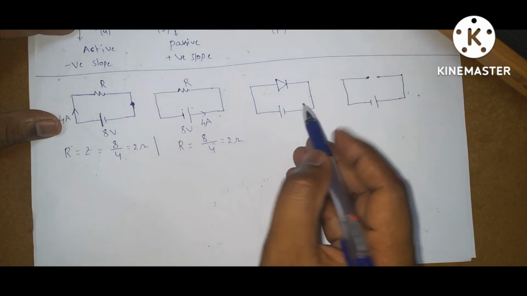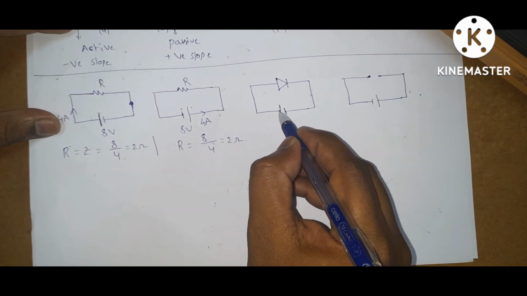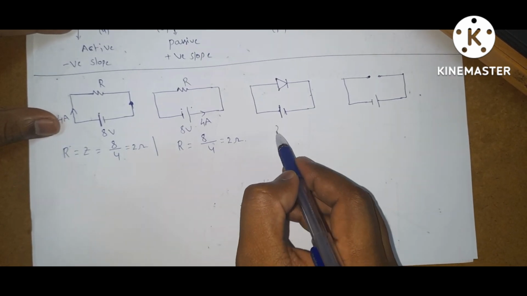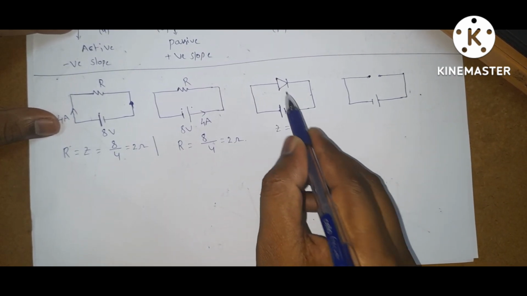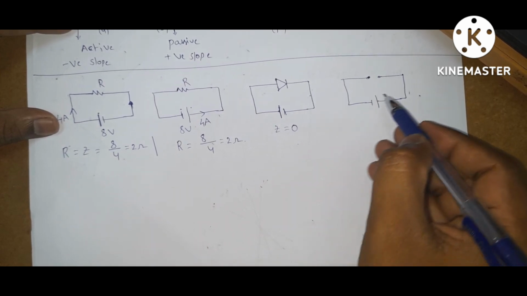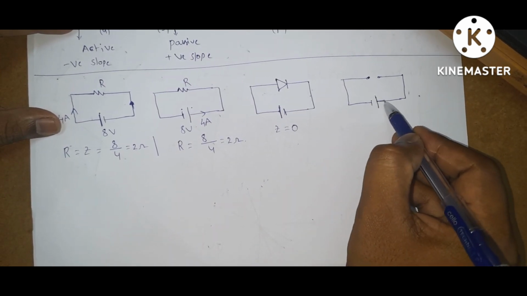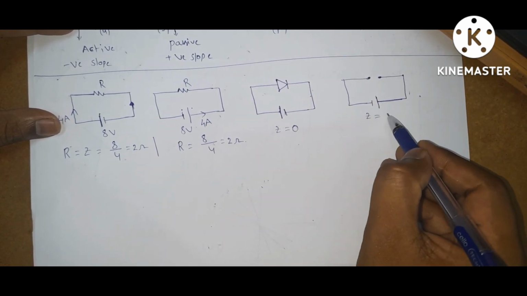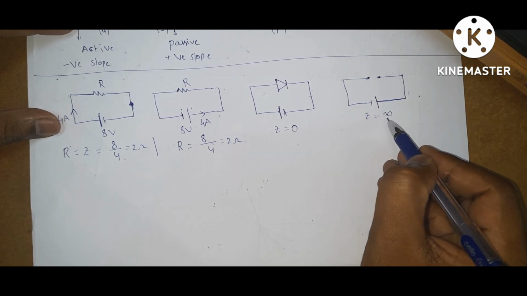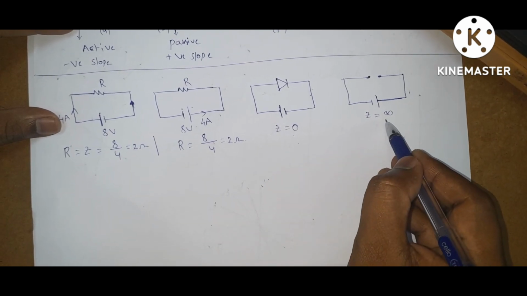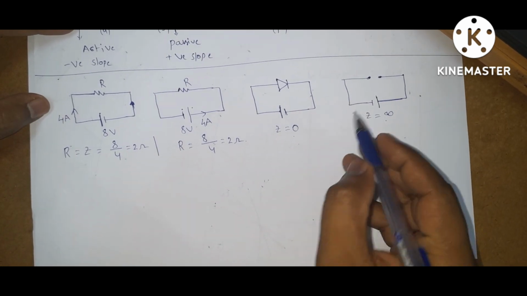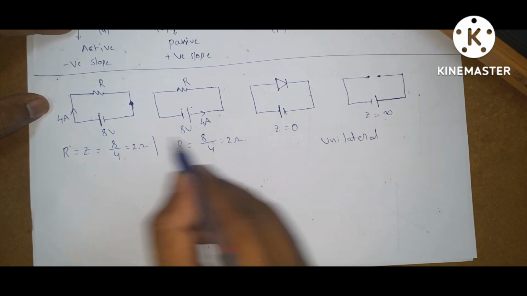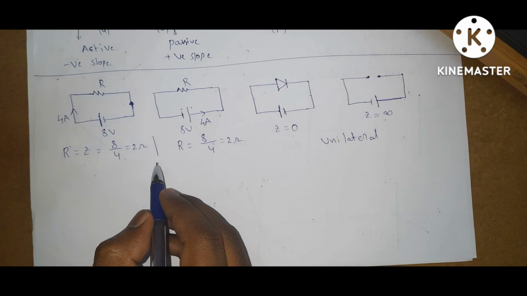Coming to this circuit, if we connect the positive terminal of the battery to the anode of the diode, then it is forward bias. So here impedance is 0, if it is an ideal diode. Suppose the positive terminal is connected to the cathode of the diode, then the diode is reverse bias. Here impedance is infinity, that is an open circuit. So here 0, here infinity. So this is which element? Unilateral element. This is a unilateral element and this is a bilateral element.